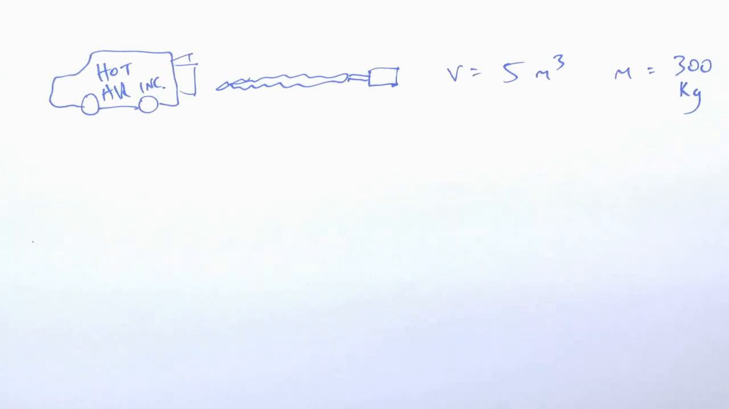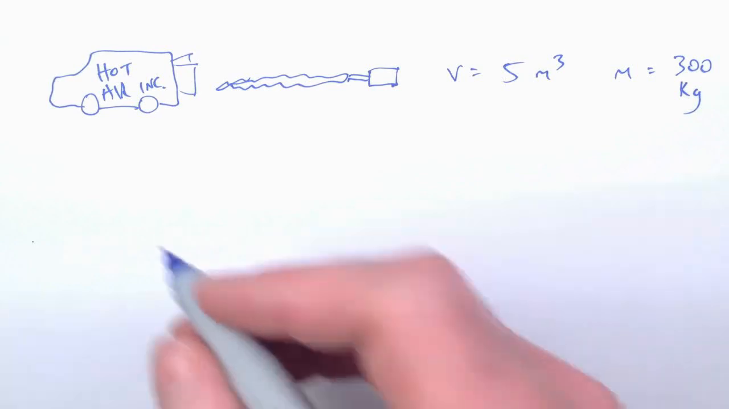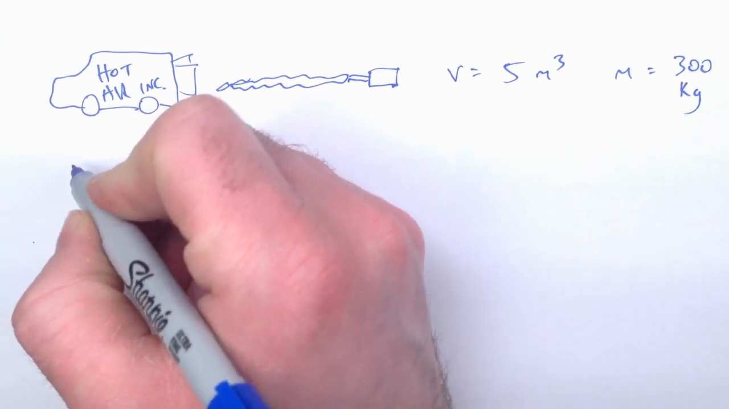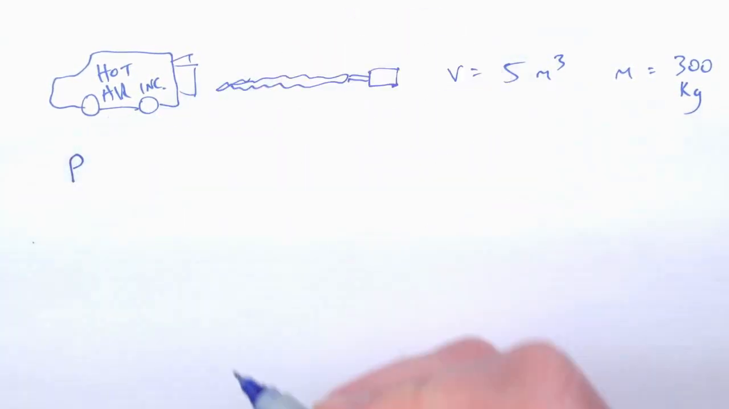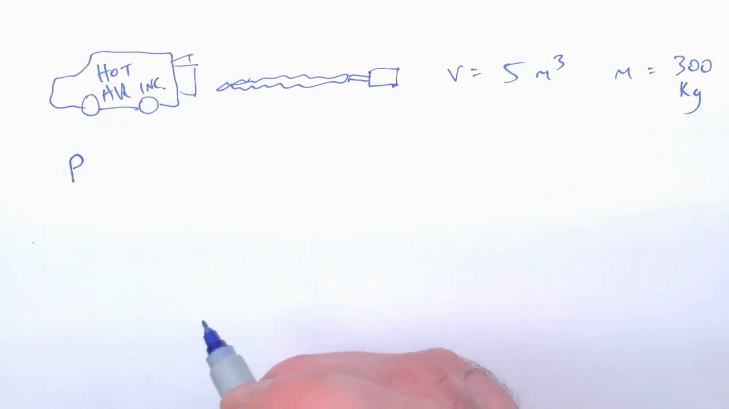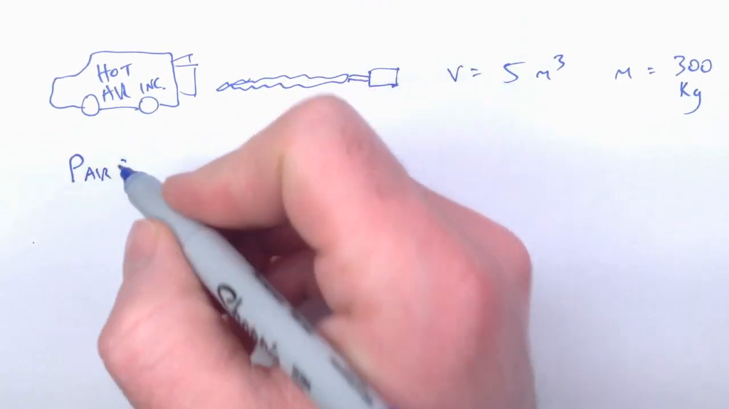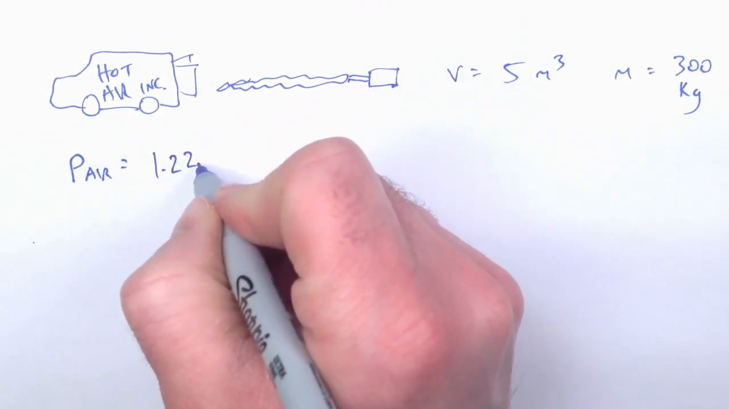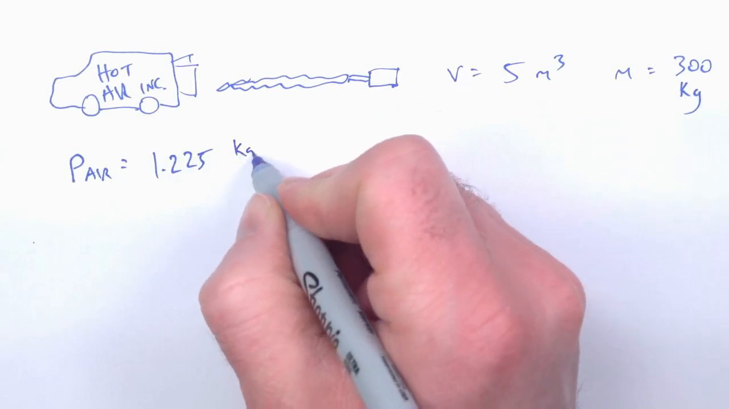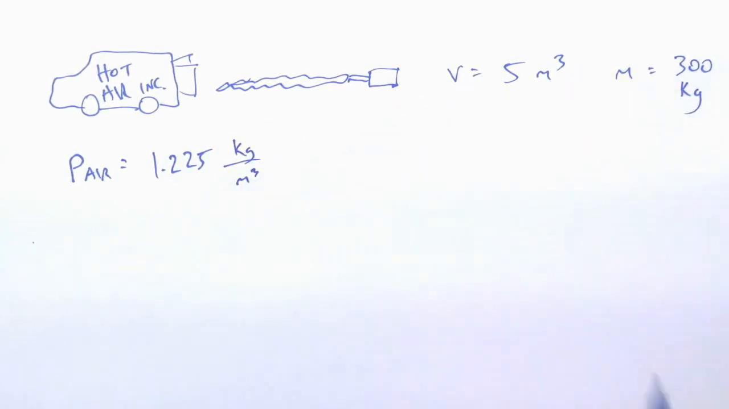Okay, now we need to compare this with air, but we also need to fill it with air. So let's get a value for the density of air. The symbol we use for density looks like a lowercase p. That's actually a Greek letter, called a rho. So the density of air is equal to 1.225 kilograms per meters cubed. We're going to be using kilograms per meters cubed for the density and everything.